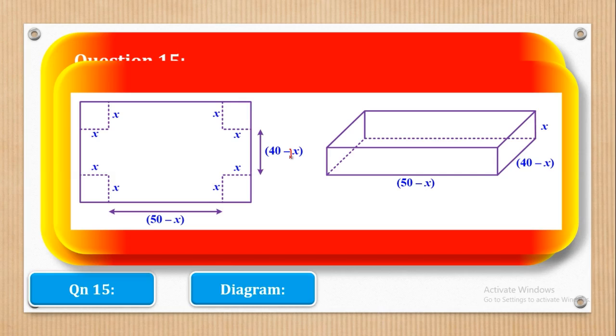So here there was supposed to be a 2, and also here there was supposed to be a 2, so that this will now become 50 minus 2x, and also this one 40 minus 2x. So when I fold it, I'll come up with this, which has a length of 50 minus 2x and width of 40 minus 2x and height of x.